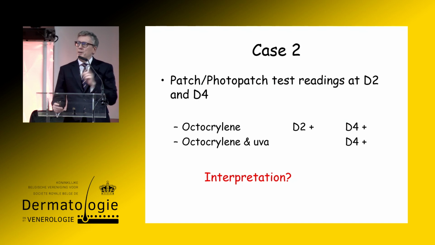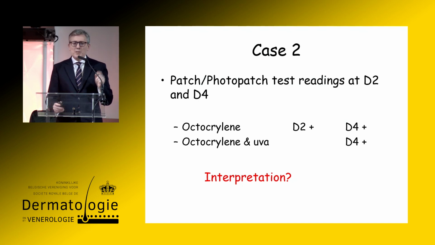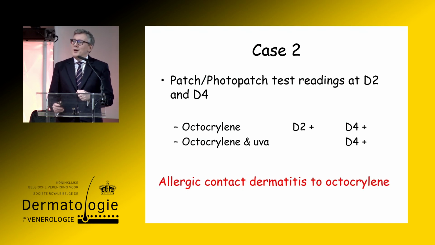Now we're going to have something else. So we have octocrylene, which is positive on day 2, and also on day 4 with 1+ reactions. And in the UVA exposed test, we're also seeing a 1+ reaction at day 4. So what is the interpretation here? I'm sure everybody knows the answer. That's why it's just so easy, you just don't want to even bother saying it. So it's just an ordinary allergic contact dermatitis to octocrylene.